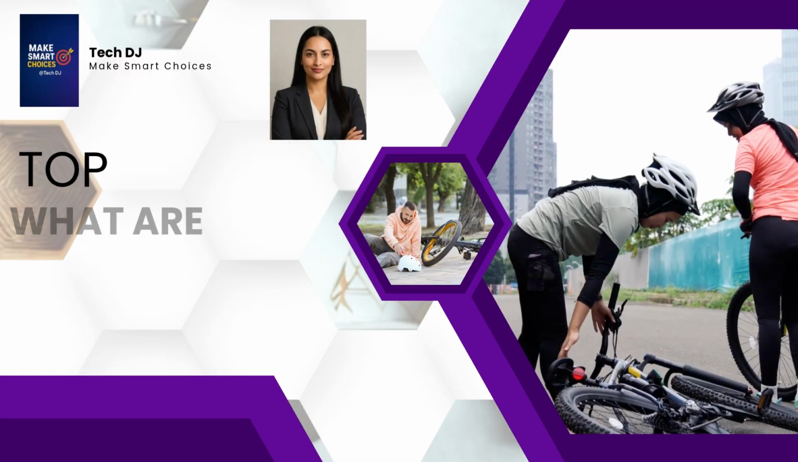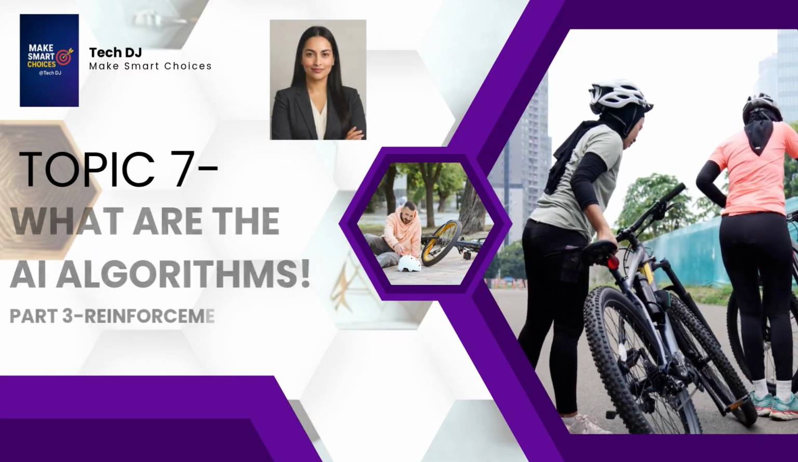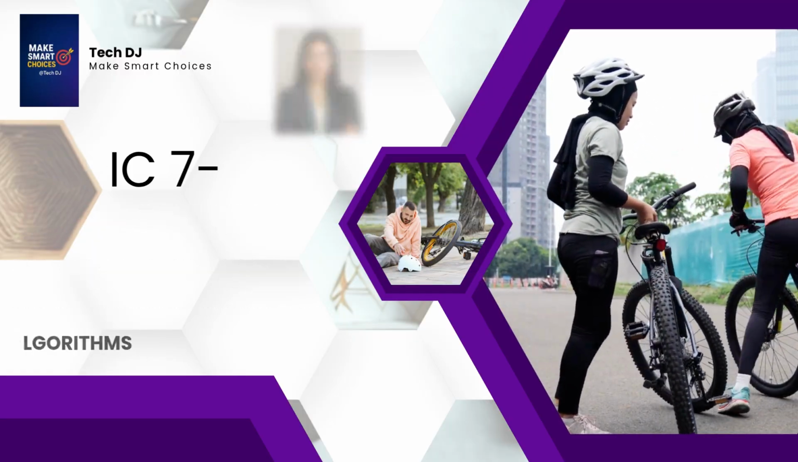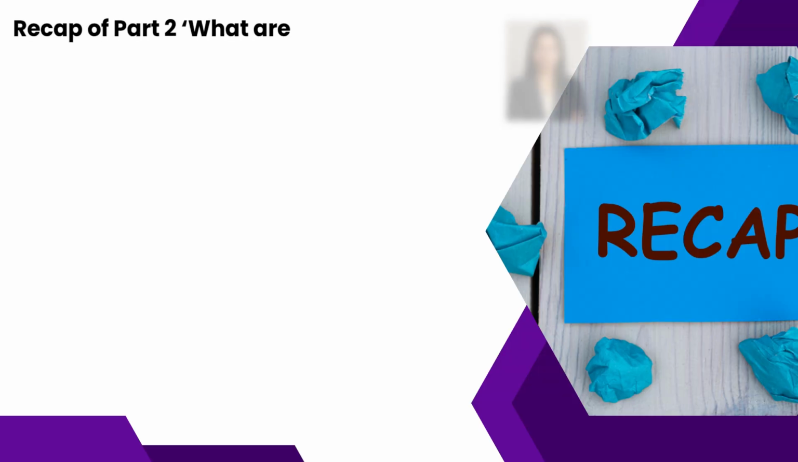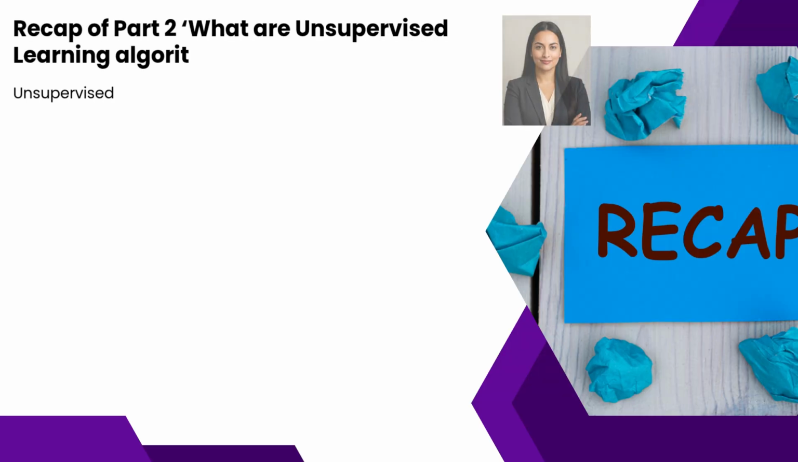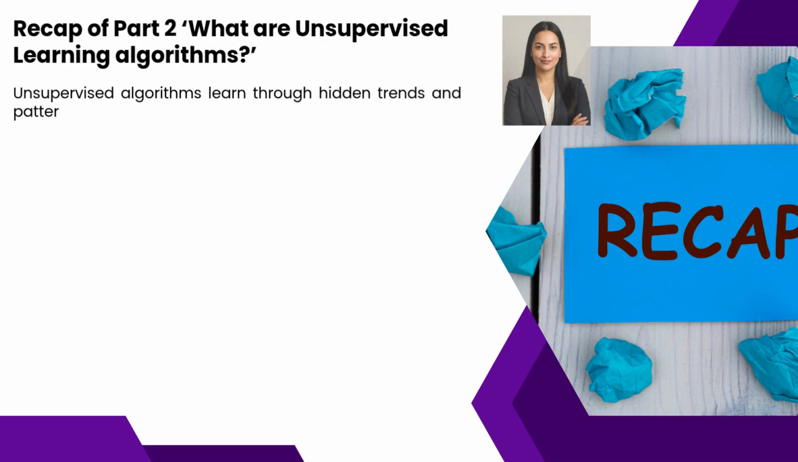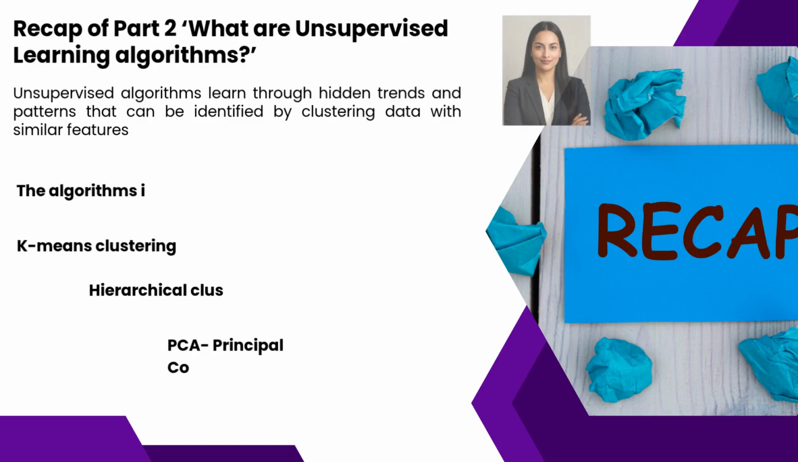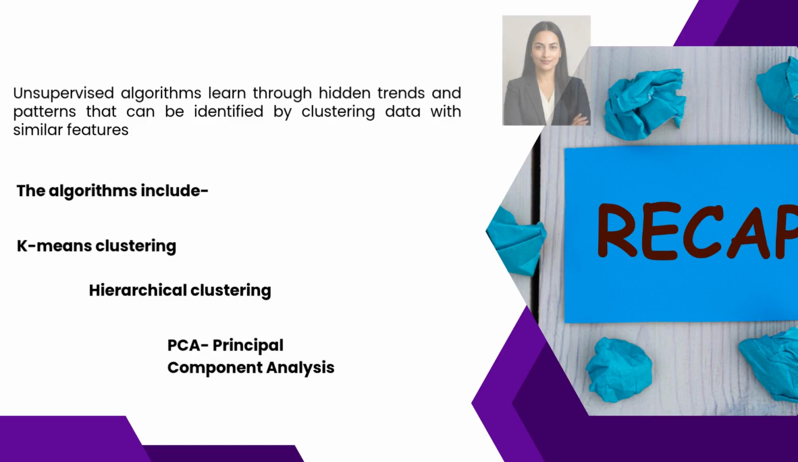Today we will cover a very interesting AI algorithm named reinforcement learning. Let's do a quick recap of the previous session about unsupervised learning algorithms, which learn through hidden trends and patterns that can be identified by clustering data into similar features. Algorithms included K-means clustering, hierarchical clustering, and PCA.